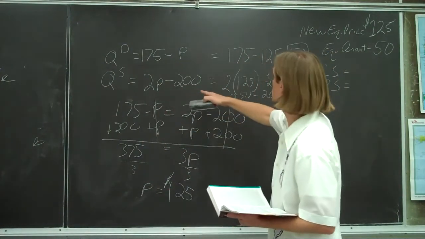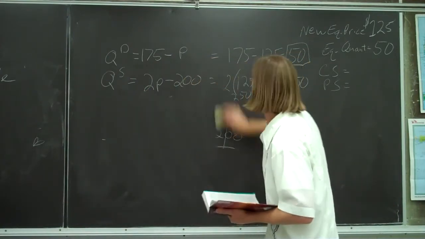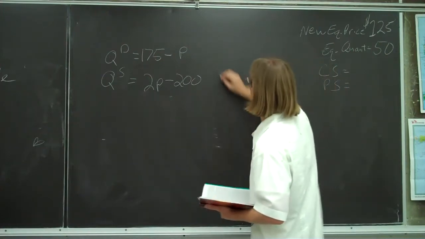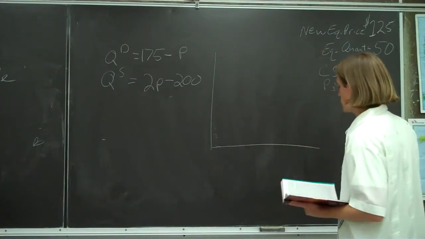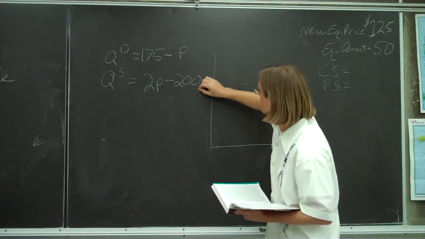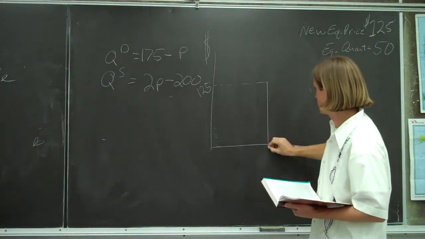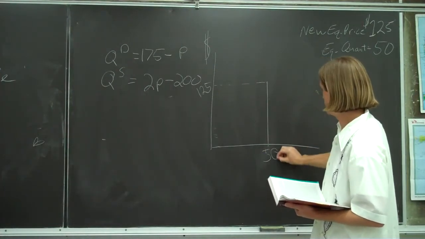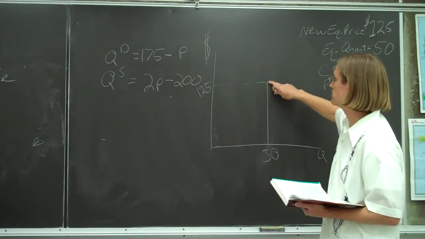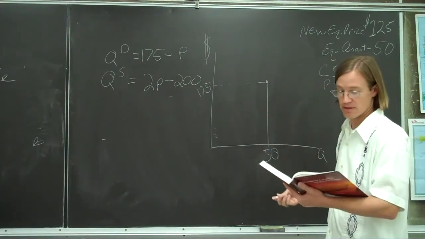So I'm going to keep these two, the demand equation and the supply equation up there, but let me get rid of the rest of this. All right, and we just found that our new equilibrium is going to be at $125, 50 units. So we know this is going to be the intersection of supply and demand. So we know this point is going to be on both the supply curve and the demand curve.